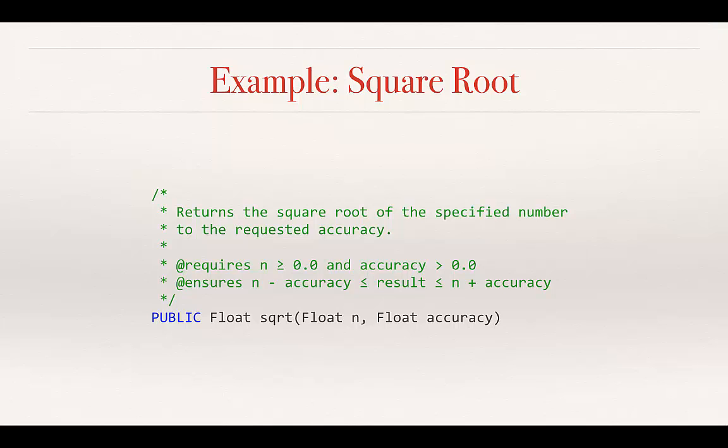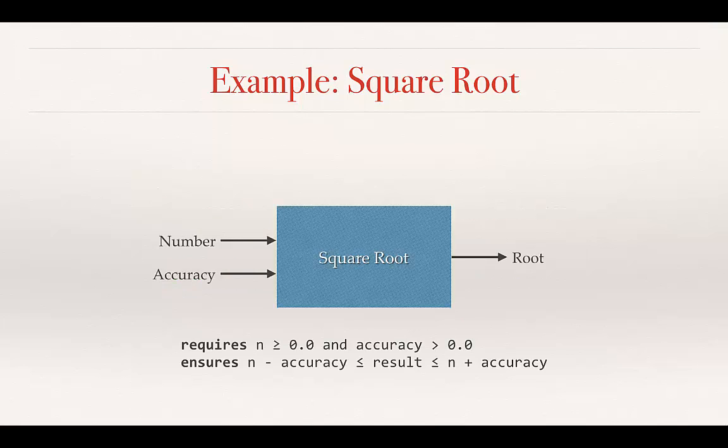Here's a square root method that takes two floats. One is the number you want the square root for, and the other is the accuracy bound on the result. The specification for this function has a precondition that says n must be greater than or equal to 0, and the accuracy must be strictly greater than 0. The postcondition says that the result is between n minus accuracy and n plus accuracy. Since this is black box testing, we're going to ignore the implementation and look only to the specification for our test cases.